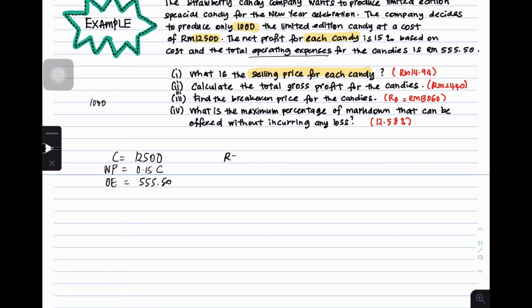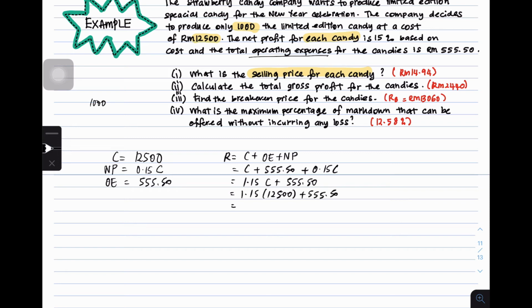So retail price is cost plus operating expense plus net profit. So we have cost plus RM555.50 plus net profit, which is 0.15C. Alright, so we have 1.15C plus 555.50. So we have 1.15C, where C is 12,500, plus 555.50.